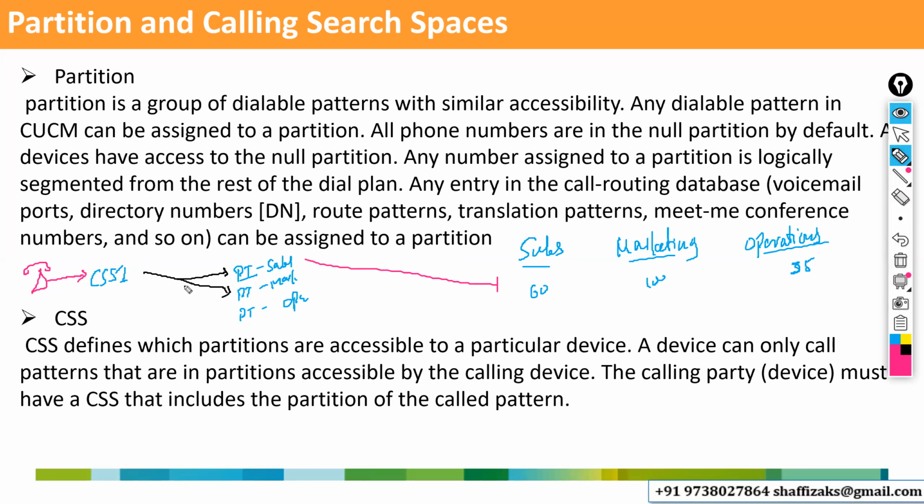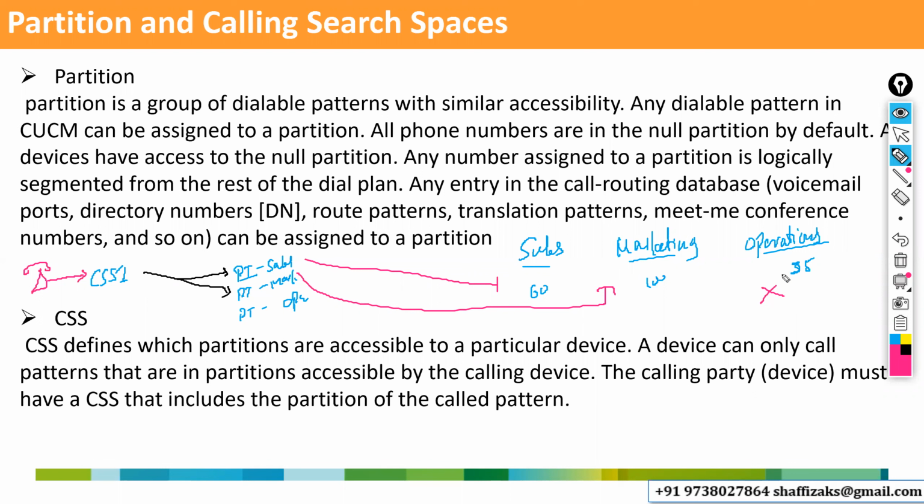If I dial marketing, it goes to the CSS and checks whether the marketing partition exists. Yes, you can connect to marketing. If I dial operations, it goes to the CSS. Under my CSS, I don't have the operations partition. That means it's not possible to dial the operations team. This is how partition and CSS works.